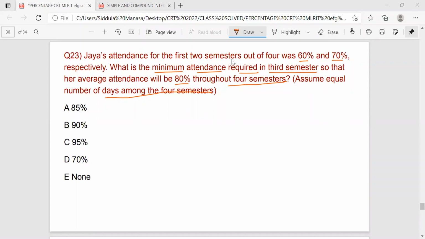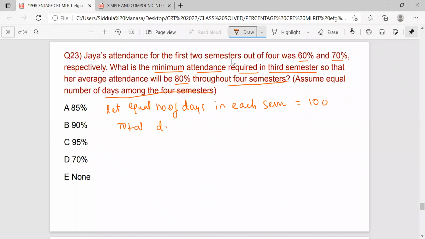Yes. If you see, assume equal number of days among the 4 semesters. So, equal number of days are there, right? So, let the equal number of days in each semester be equal to 100. That means total days in 4 semesters is equal to 100 plus 100 plus 100 plus 100, which will be equal to 400.